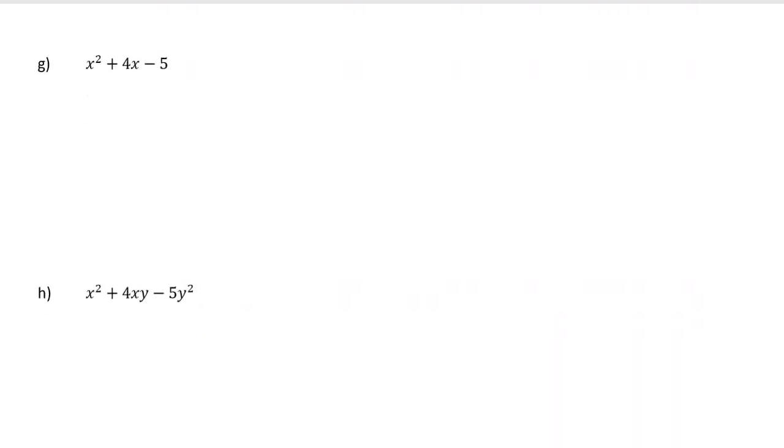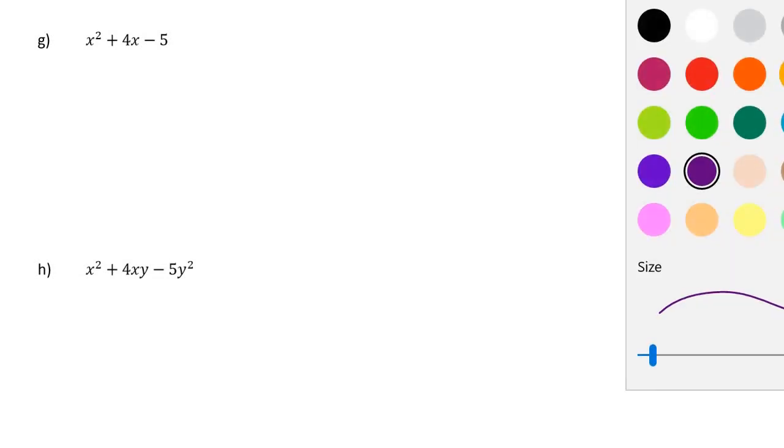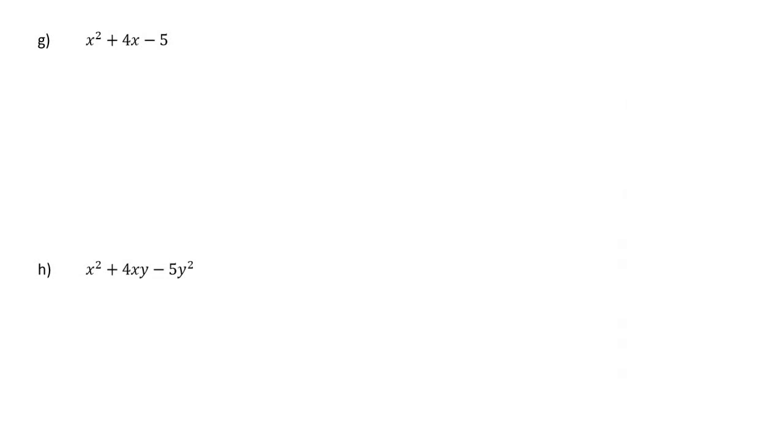Okay, 2 more examples. Let's look at G. Question G, I'm thinking highest common factor, but there's nothing. And there's 3 terms, and it fits the right pattern. So I'm immediately thinking a trinomial, so binomial times binomial.